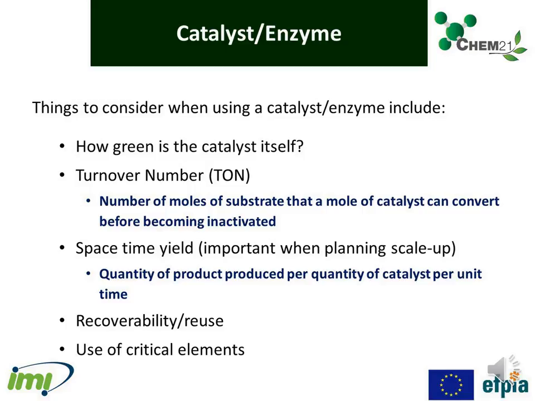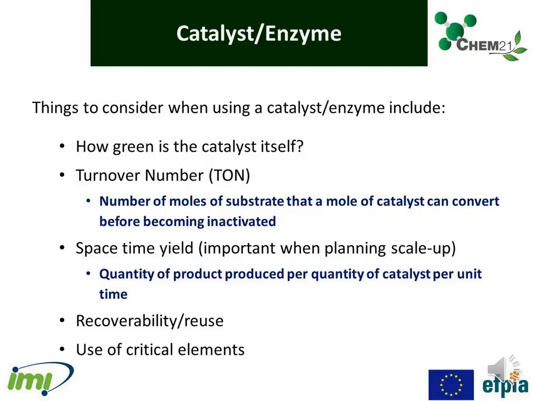We need to consider aspects such as turnover number. So how many moles of your substrate can you use with 1 mole of your catalyst to convert it to the product before the catalyst becomes deactivated? Space-time yield, and this is quite important when you're considering scaling up. So how much of the material can you produce per mole of catalyst, and how quickly can you do that? And ideally you want to produce as much of the product as possible with as little of your catalyst as possible in as little time as possible.